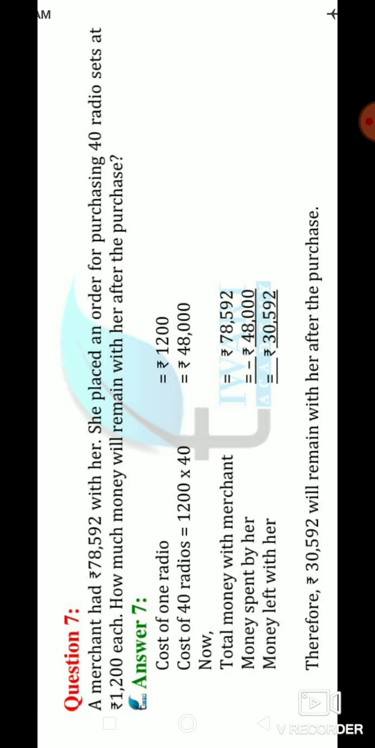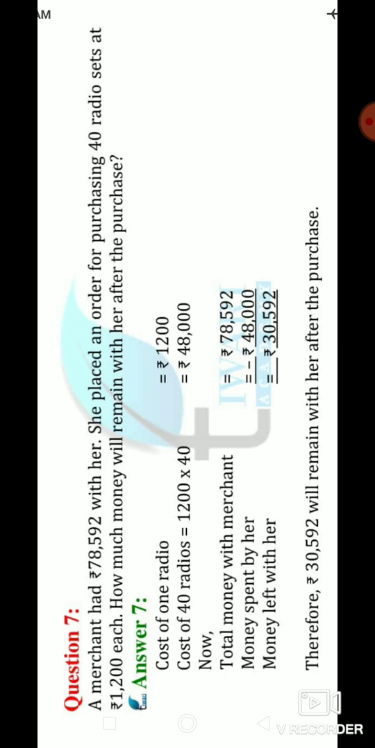1200. So write 1200, and you have to find out the cost of 40 radio sets. So write 1200 into 40. Here 1200 multiplied with 40. So in 40 there is one zero, so write the zero as it is.